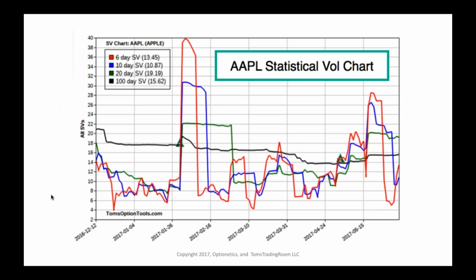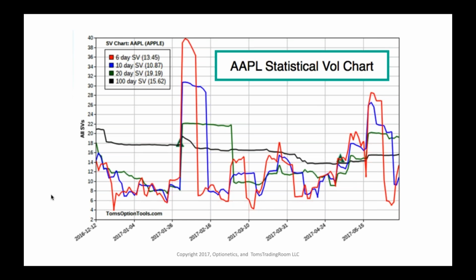So I want to show you another chart with Apple. This is the statistical volatility chart of Apple that you can find on our tool set. So when I look at a case study and I look at Apple, I want to see a couple things. I want to look at trend, and I want to look at patterns, and I want to look at everything I can find. But then as an option trader, I want to look at a couple of other things.